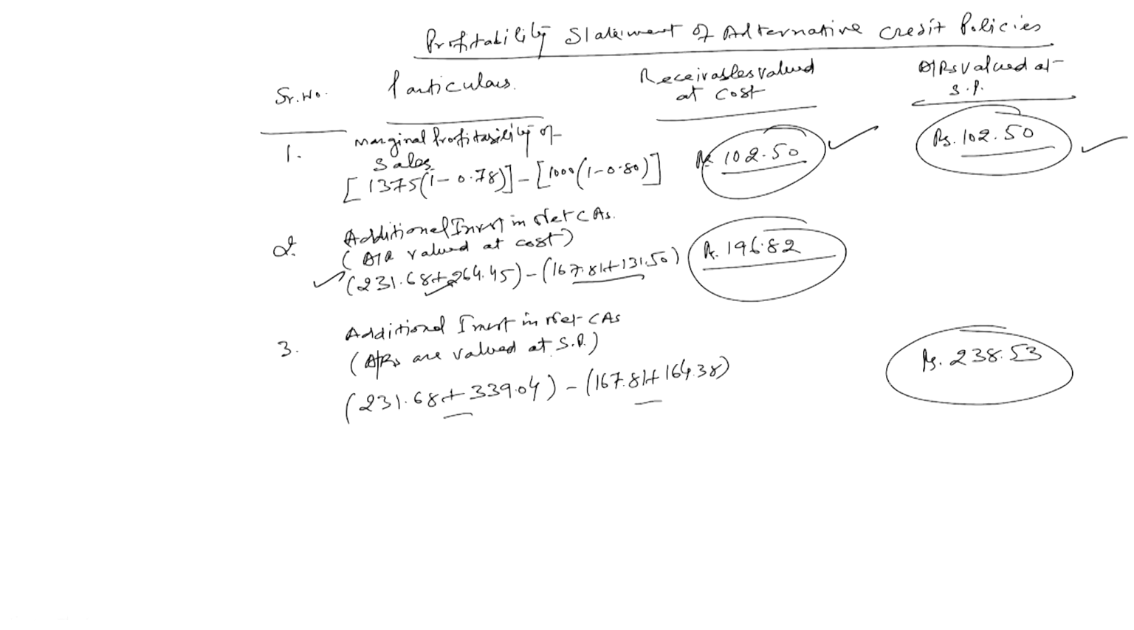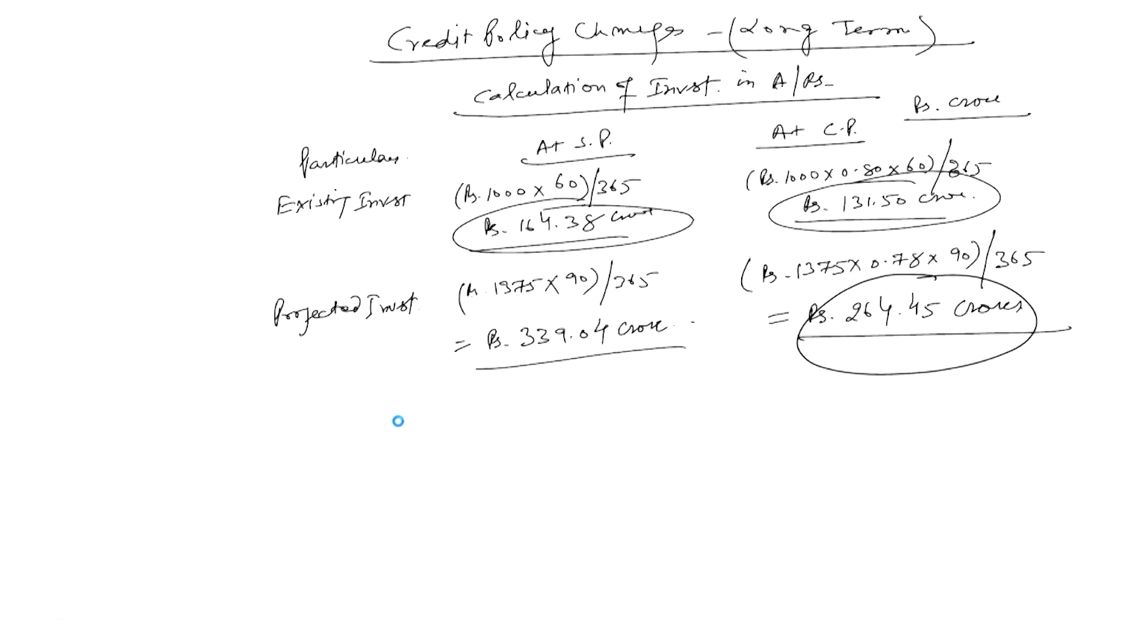Similarly, additional investment required in net current assets when the receivables are valued at the selling price. See here, the investment in the other current assets, other than the accounts receivables, will remain the same. Earlier also, at cost, it was 231.68, here it is also 231.68. So, there is no change in the investment in the net current assets other than receivables. However, there is a change in the investment in the accounts receivables at the selling price. So, we have calculated the investment in receivables at the selling price.